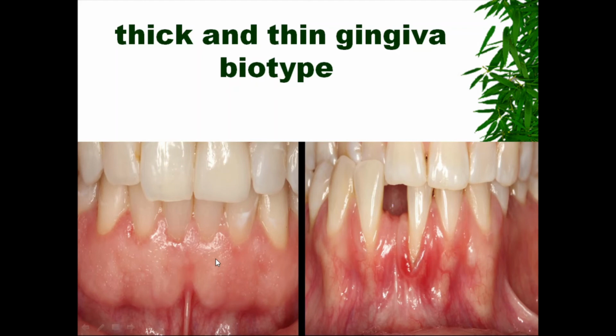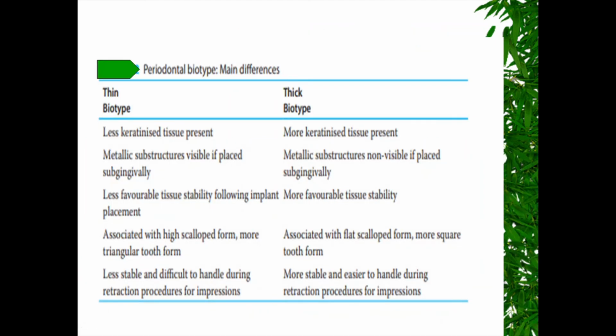Amount of keratinization. If the amount of keratin is more, it can bear forces, and the outcome of restoration will be more predictable as compared to the thin biotype. In the thin biotype, less keratinized tissue is present. Metallic substances are visible if placed subgingivally. If we place the margin subgingivally, it will be visible. There is less favorable tissue stability following implant placement, and it is associated with high scalloped form and more triangular tooth form. It is less stable and difficult to handle during the retraction procedure for impression.